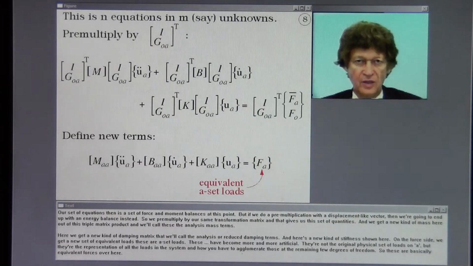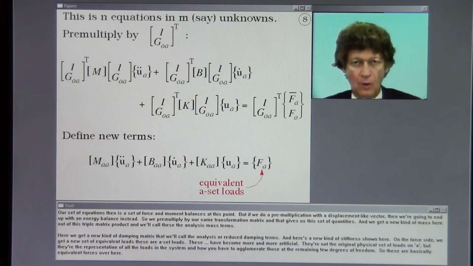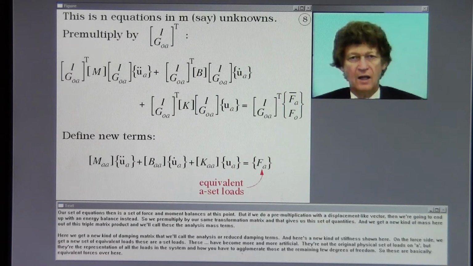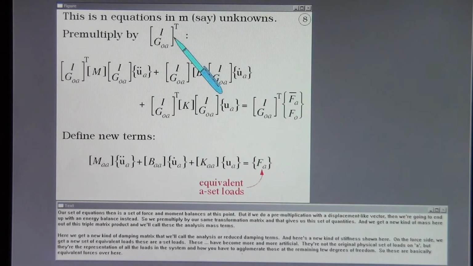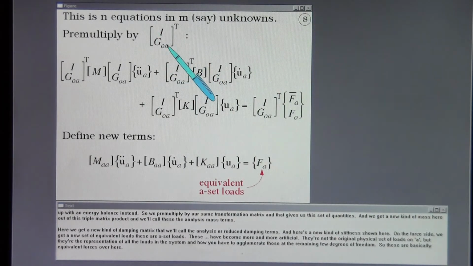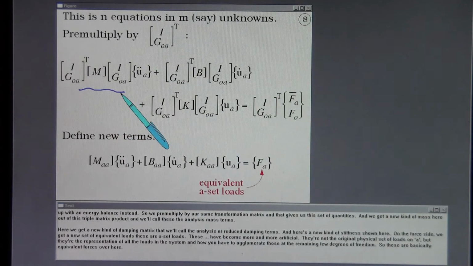Our set of equations then is a set of force and moment balances at this point, but if we do a pre-multiplication with a displacement-like vector, then we're going to end up with an energy balance instead. So we pre-multiply by our same transformation matrix, and that gives us this set of quantities, and we get a new kind of mass here out of this triple matrix product. And we'll call these the analysis mass terms.